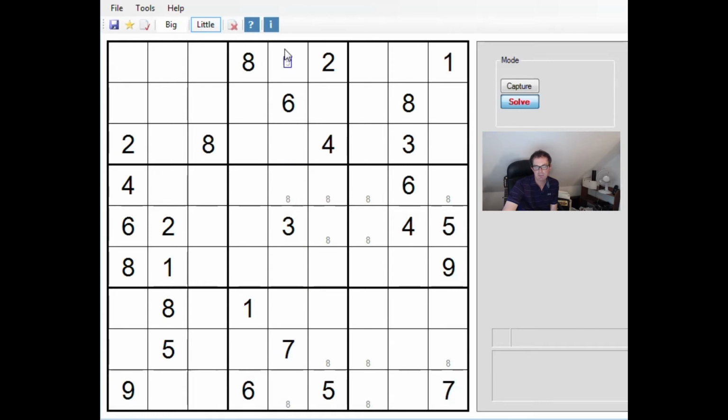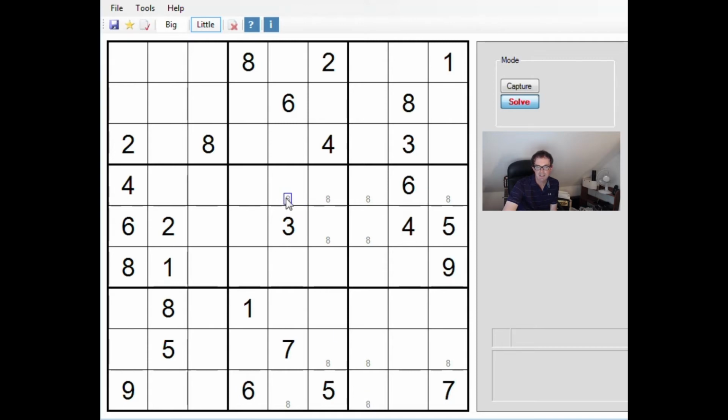This is probably the easiest way of showing this. The first thing we ask is, well, what happens if this 8 is true? If this 8 is true, you can see this 8 would be false, this 8 would be false, and this 8 would have to be true. Now, because this 8 is true, it would allow us to eliminate this 8, that 8 that we actually eliminated using our simple finned X-wing in the first bit of the explanation.